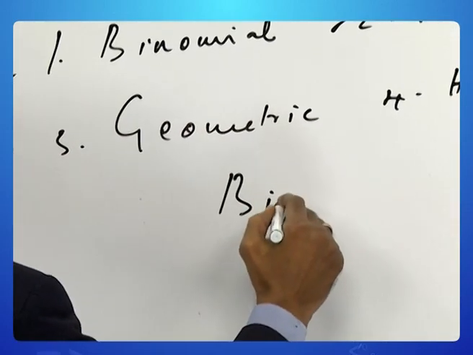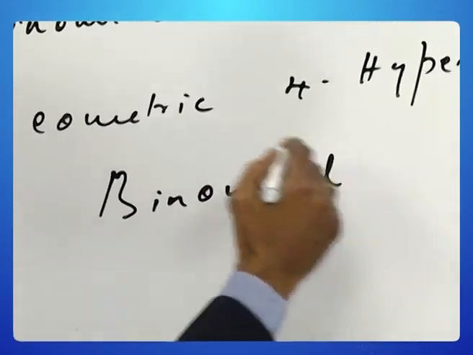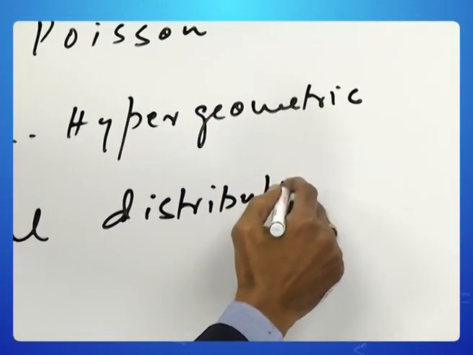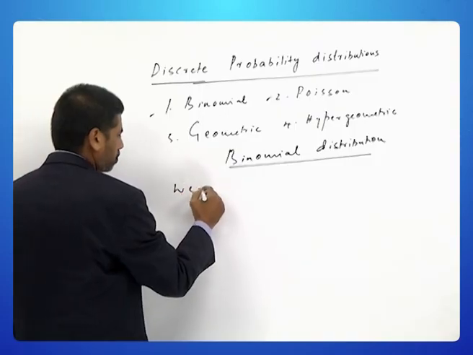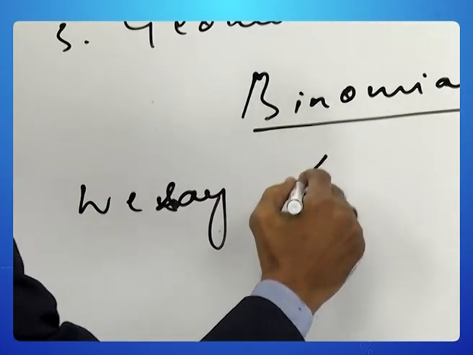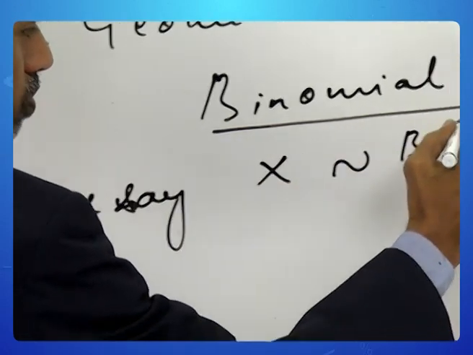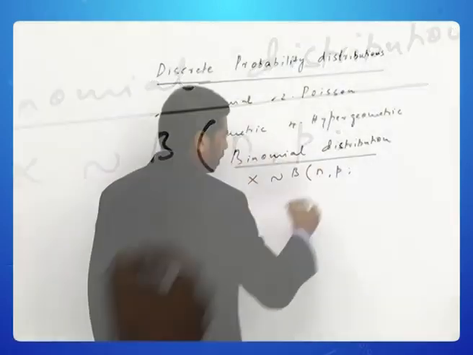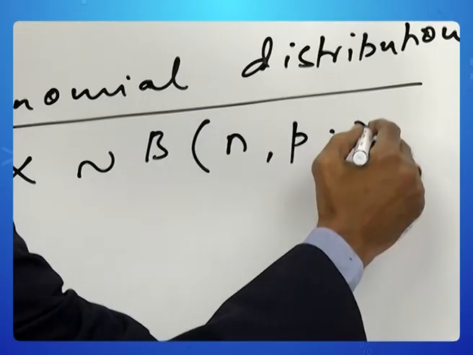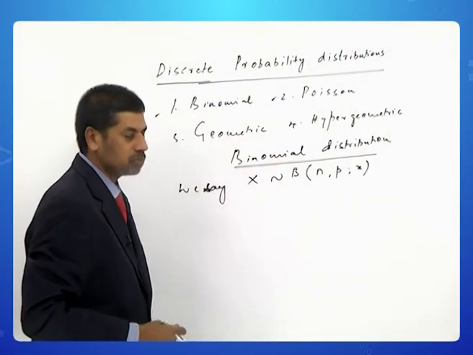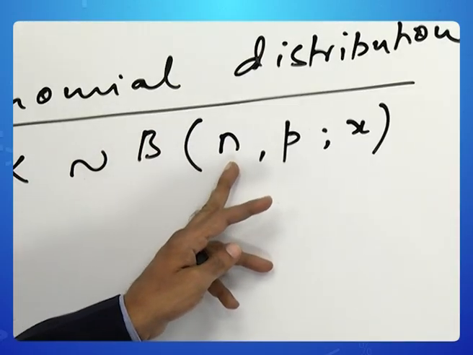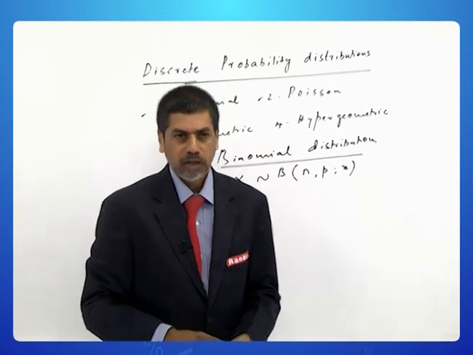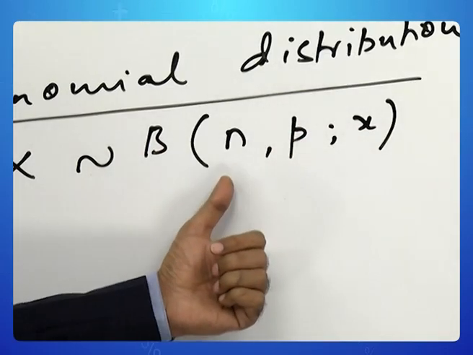So when you look at a binomial distribution, we say a random variable x follows a binomial distribution with parameters n and p. X is the number of favorable outcomes. So n stands for the number of trials, p stands for the probability of success per trial. X is the total number of successes out of n trials.